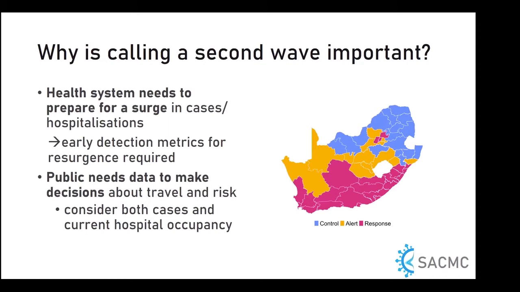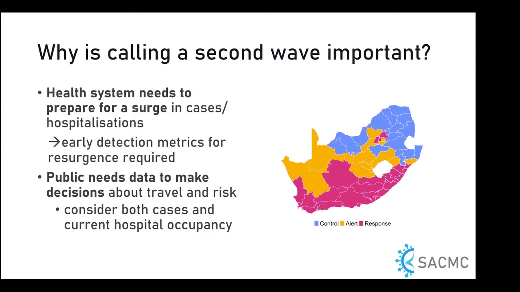The health system needs to prepare for an additional surge in cases and hospitalizations. We know we have very low capacity. We also know that our possibility of extending this capacity is somewhat limited, but that means we still have to have data, good enough data and data early enough to see what we can do with pushing that envelope a little bit further. For that, early detection metrics for resurgence are required, and the focus here is on early. Both good signals, but signals that we can read early enough.